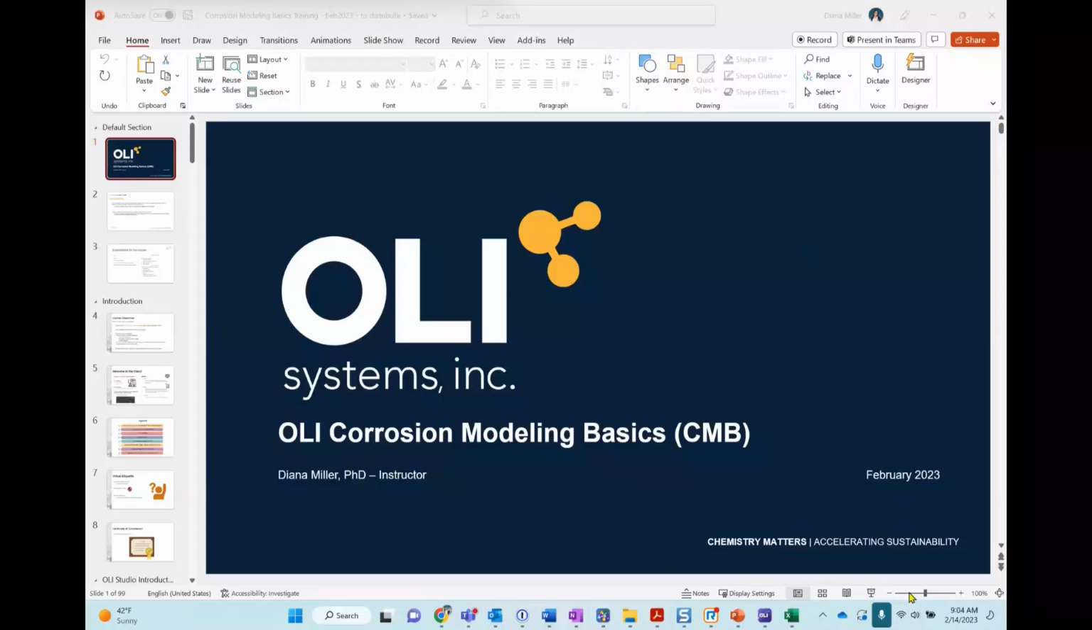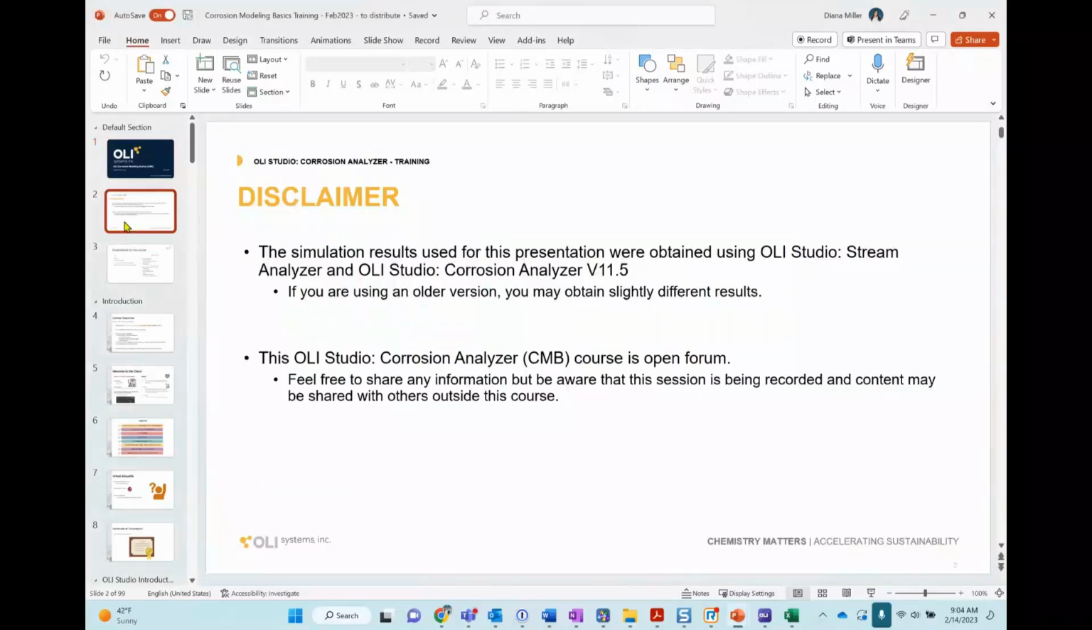This is the OLI Studio Corrosion Analyzer. I will be your instructor today. I always like to start with this slide, because I will be using the latest version of the software, the OLI Studio Corrosion Analyzer version 11.5.